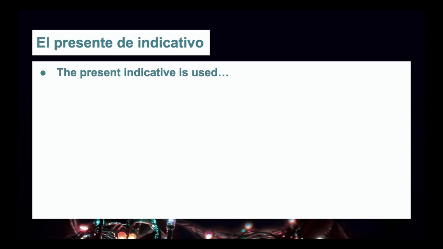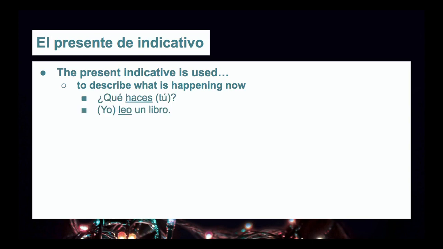Well, we use it to describe what is happening right now. For example, someone might ask, ¿Qué haces tú? And the person they ask could answer, Yo leo un libro. In both of these sentences, the verbs haces and leo are in the present tense.